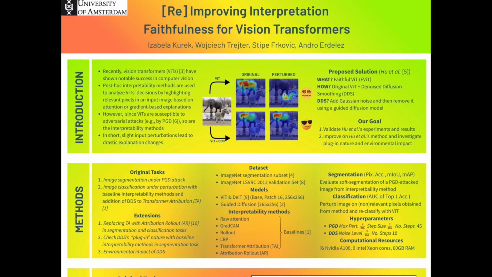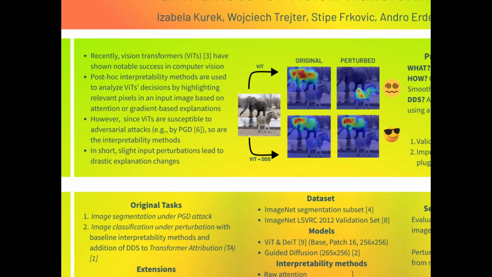So let's start. Recently, vision transformers have achieved impressive results in computer vision. To better understand their decisions, researchers often use post-hoc interpretability methods, highlighting the most relevant pixels in an image using attention maps or gradient-based techniques. The problem, however, is that vision transformers are quite vulnerable to adversarial attacks, such as PGD, and this vulnerability extends to the interpretability methods as well. In other words, even small changes to the input can cause the explanations to shift drastically.